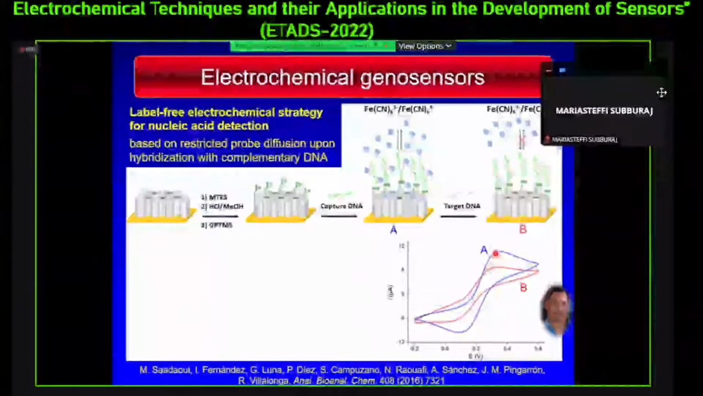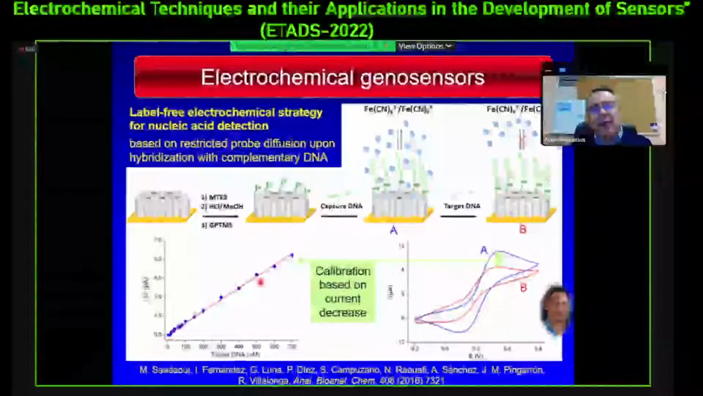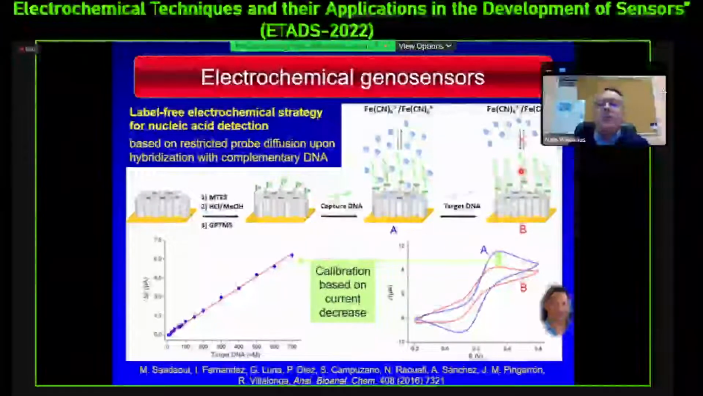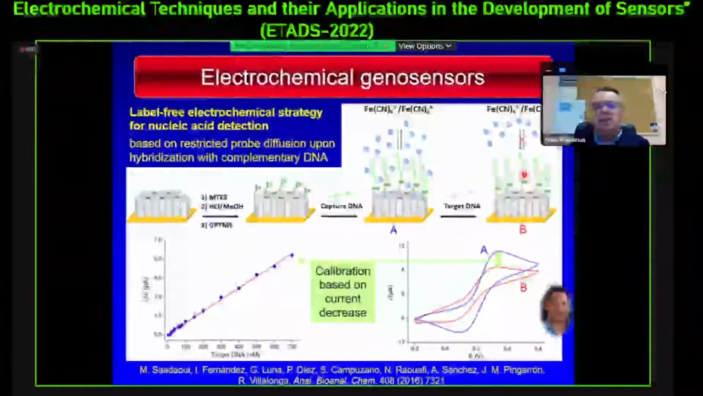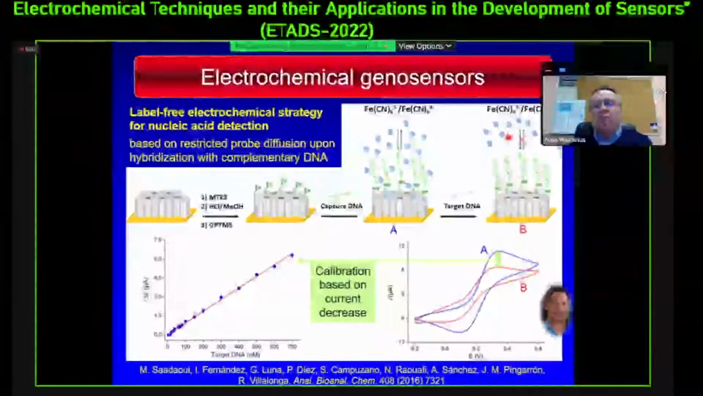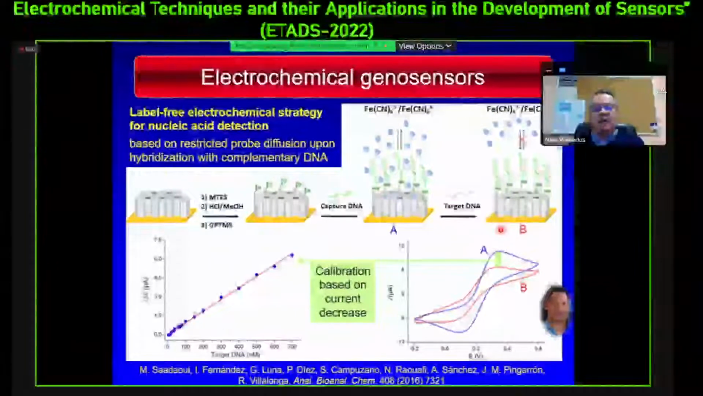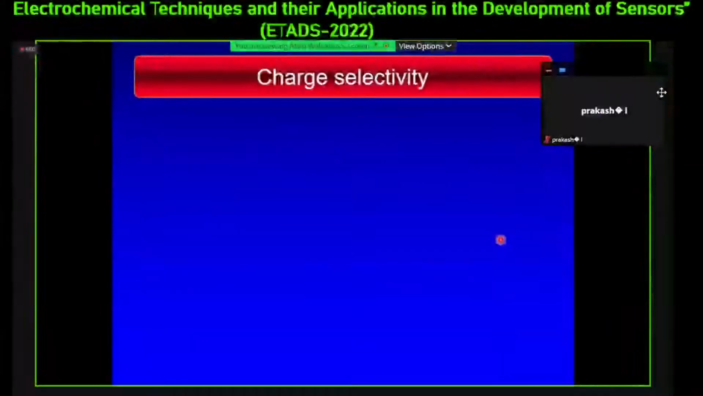And actually, the difference between these two cases is likely to give a calibration curve for the DNA. If increasing the concentration of DNA, we increase the hybridization, and we thus impede the diffusion of the probe to the electrode surface. Okay, so it was size selectivity. And the second property is charge selectivity.